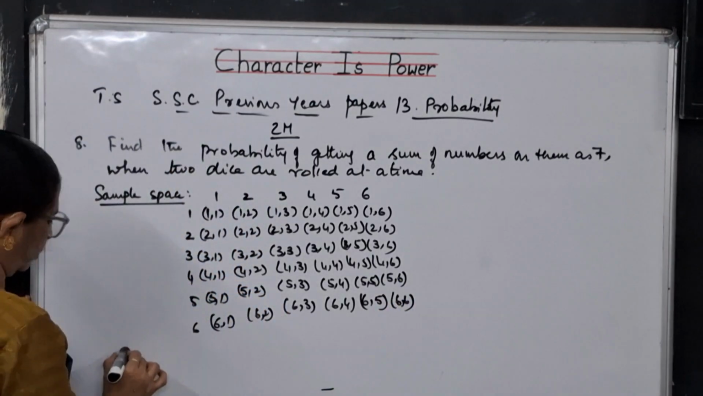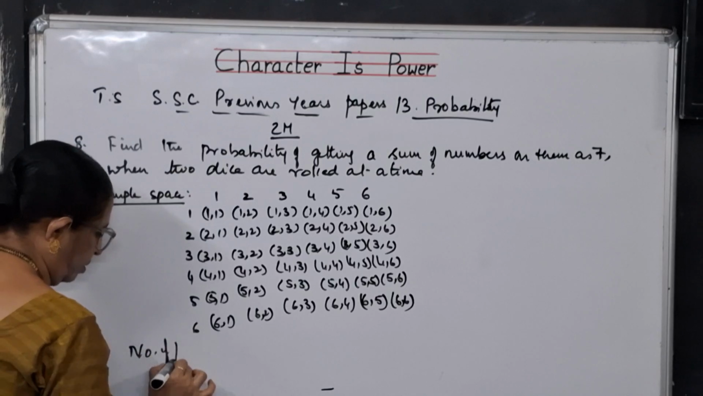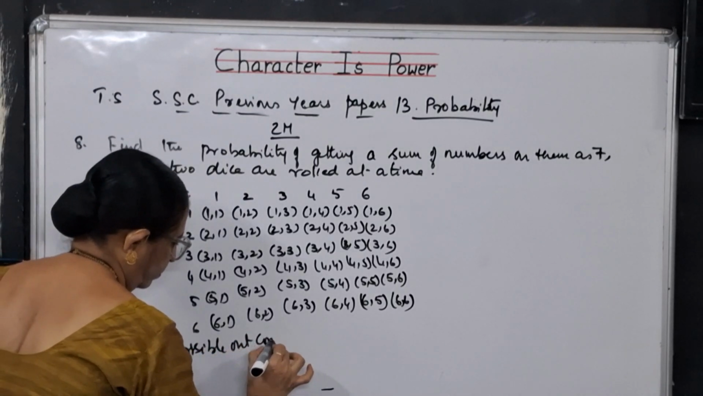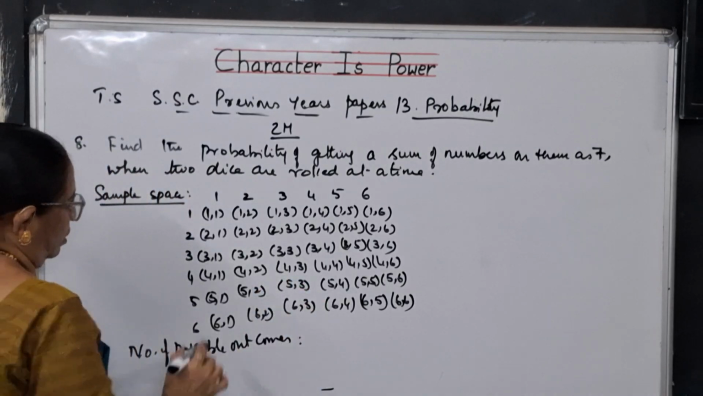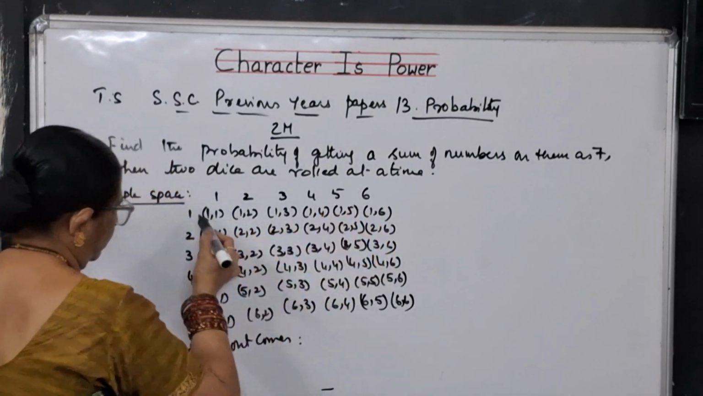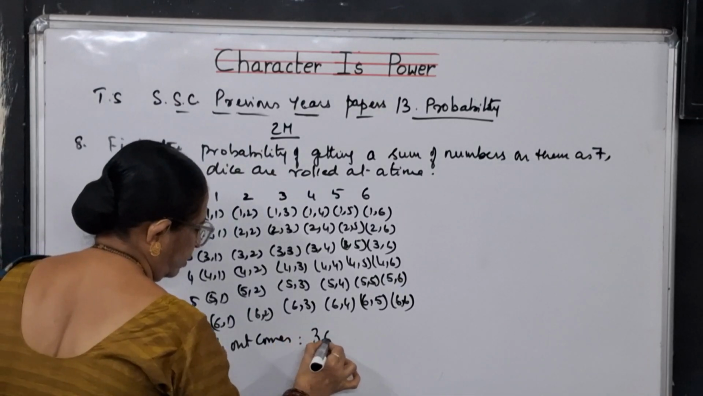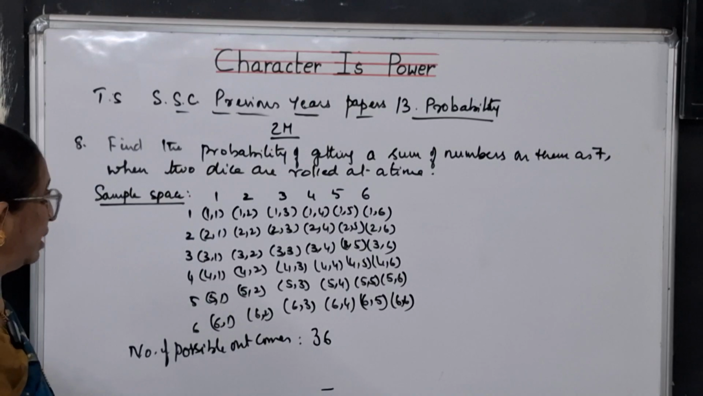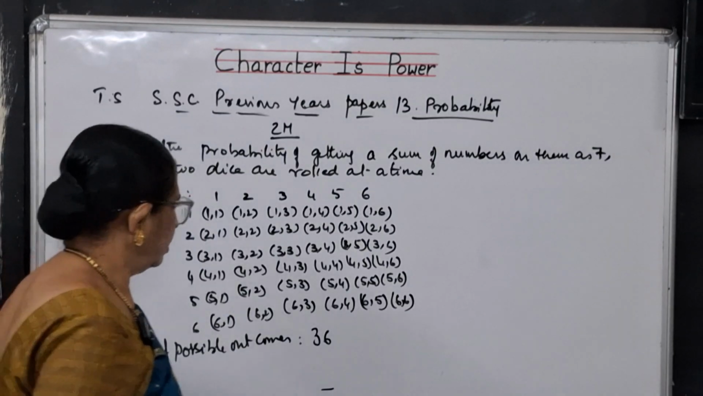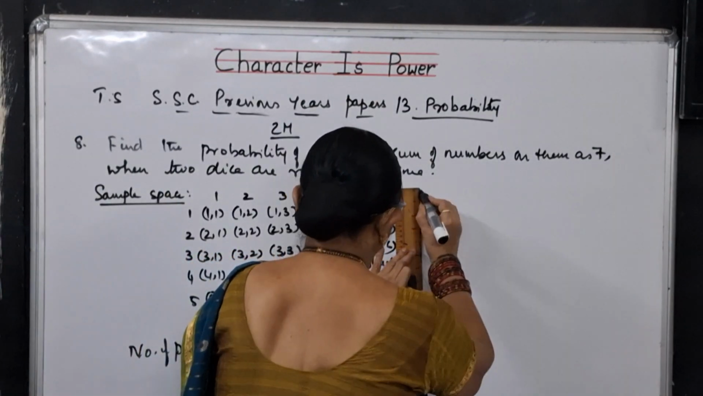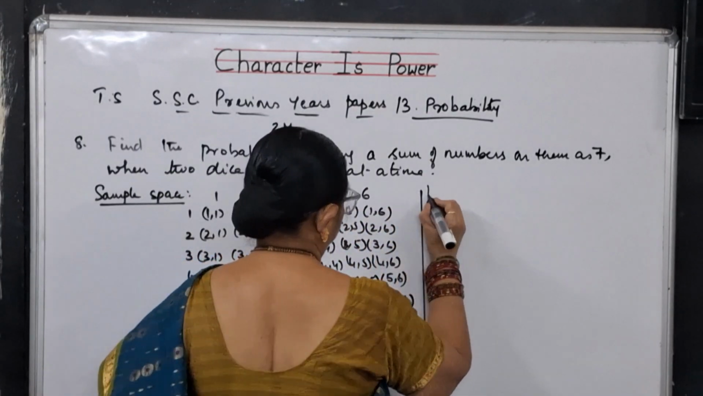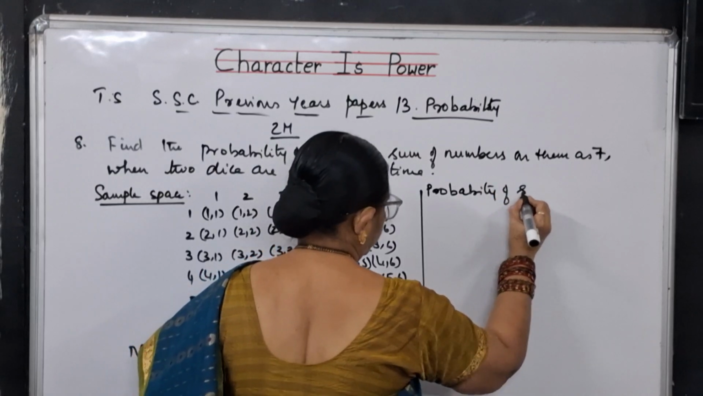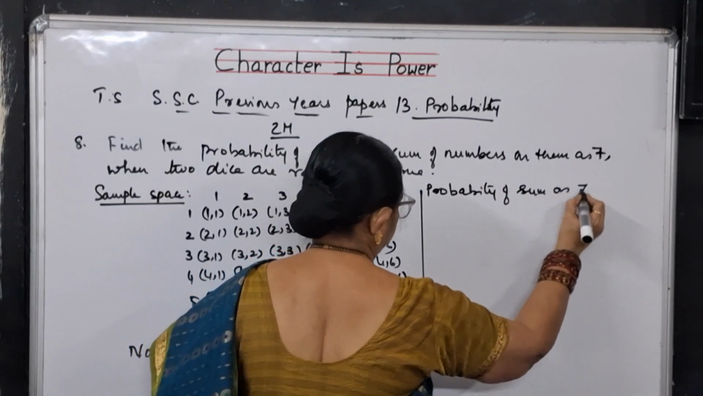So what is the number of possible outcomes? How many, children? 1, 2, 3, 4, 5, 6 into 6. 36 outcomes. All together, if you count, you are going to get 36. Now, the probability of sum as 7.